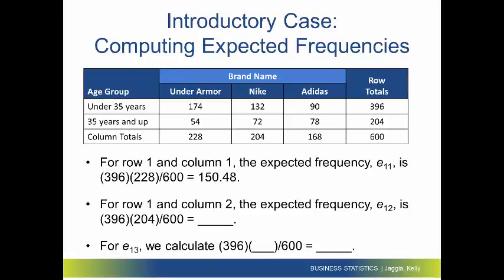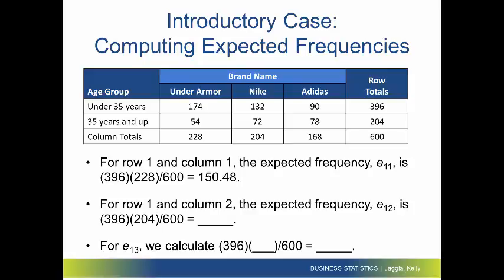To calculate the expected value for row 1, column 1, which is age under 35 and brand Under Armour, we multiply the row total of 396 by the column total of 228, then divide by the sample size of 600. This gives us the expected value for that cell of 150.48. Now it's your turn. Please press pause on the video and attempt bullet points 2 and 3. I'll provide the solutions next.